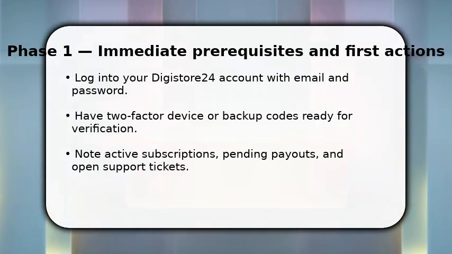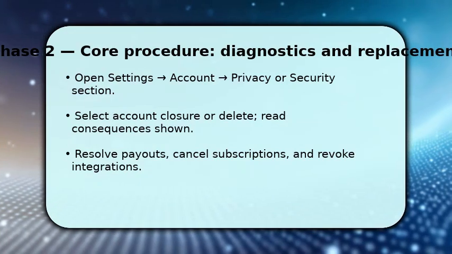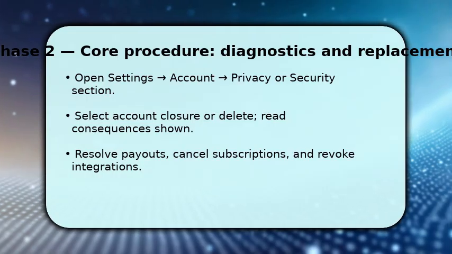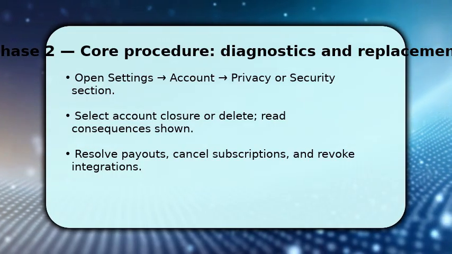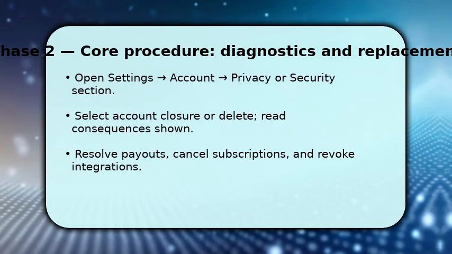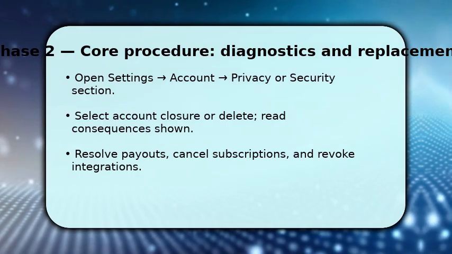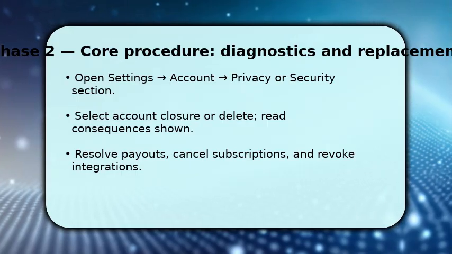Next, go deeper into Settings and find Account or Privacy Controls. Digistore24 lists account closure under those menus. You'll see warnings about data loss and pending transactions. Read them carefully so you understand the why behind each requirement.